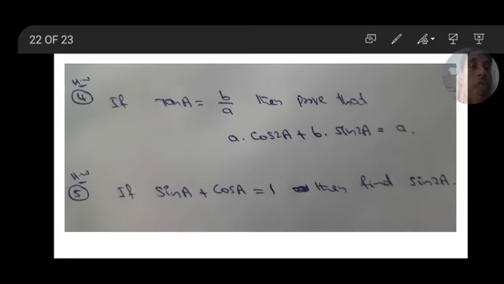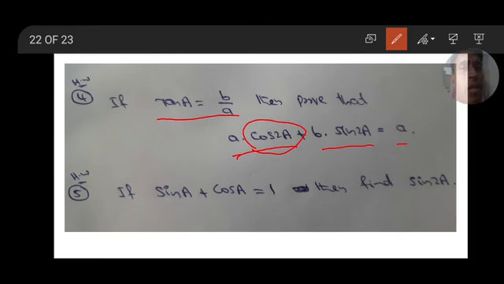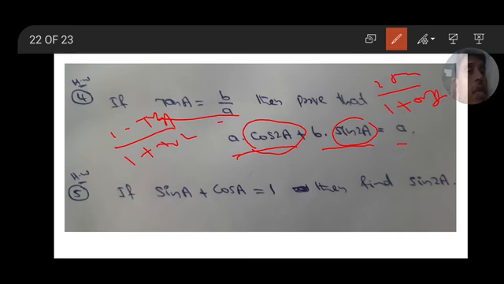Next, fourth one. If tan a equals b by a, then prove that a into cos 2a plus b into sin 2a equals a. You have to try this one. What is the cos 2a formula? 1 minus tan square a by 1 plus tan square a. Substitute. Sin 2a is 2 tan a by 1 plus tan square a. Substitute the tan a value and simplify, you get the answer.